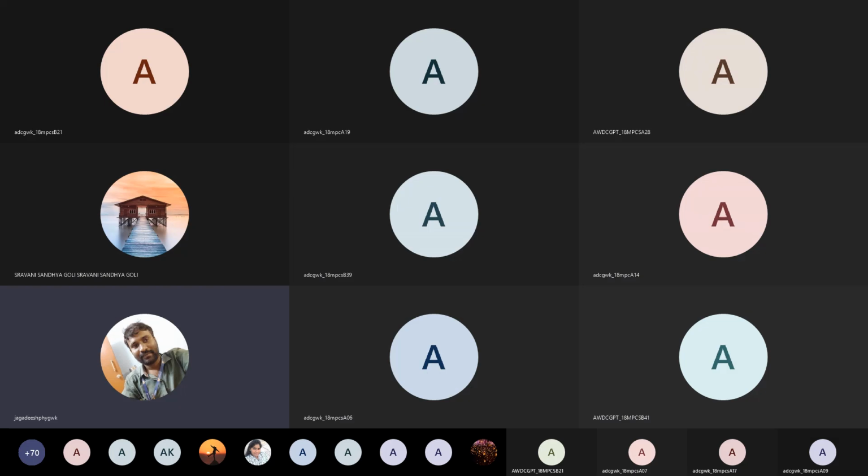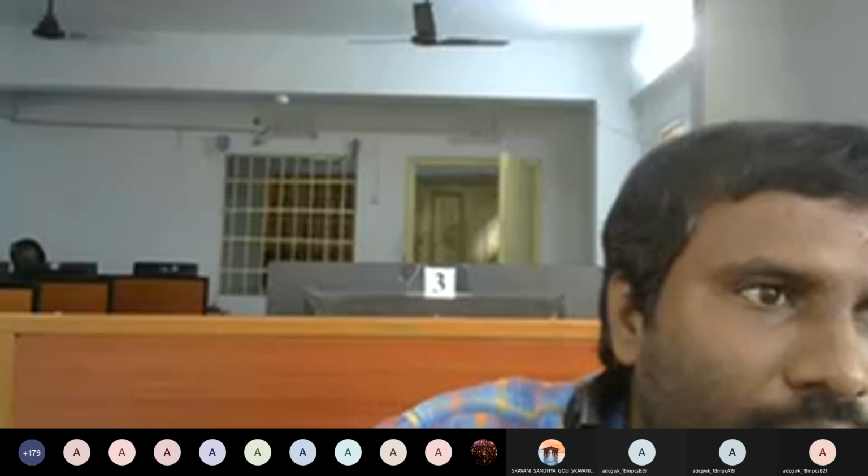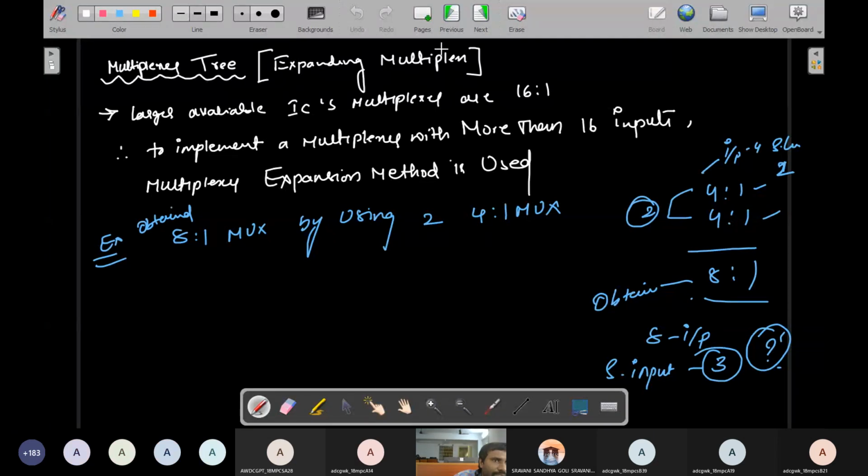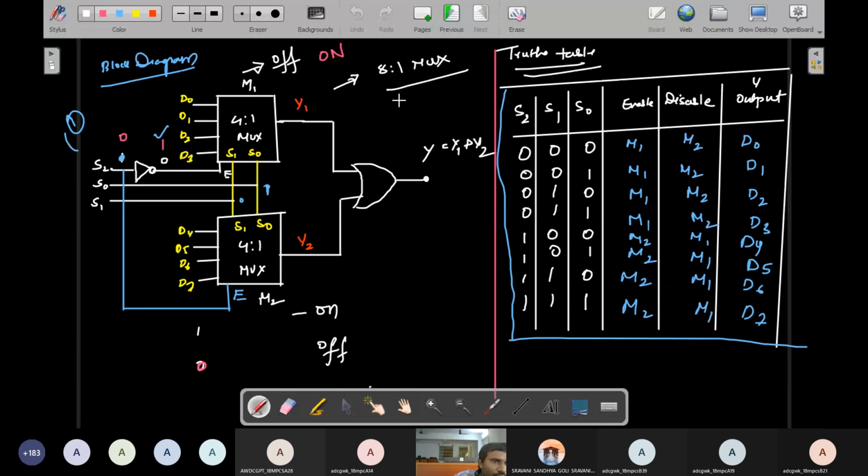Multiplexer tree diagram. Okay, so multiplexer tree, that is called expanding multiplexers. So you can clearly know the idea of the multiplexer tree. Now we'll move to the next topic, that is called advantages of multiplexer.